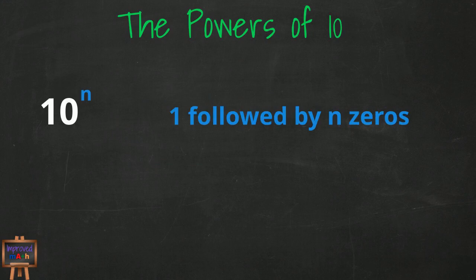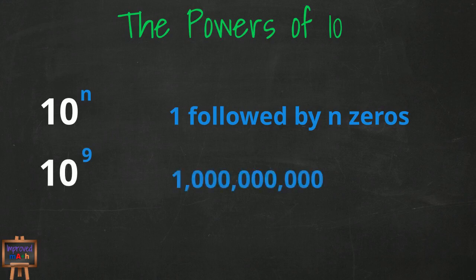zeros. Let's plug in 9 as our exponent index and 10 to the 9th power and write it down as 1 followed by 9 zeros, which would be 1 billion. Go ahead and check it out in a calculator. You can multiply 10 times itself 9 times and you will get 1 billion. That is pretty much the powers of 10. No need to make it complicated.